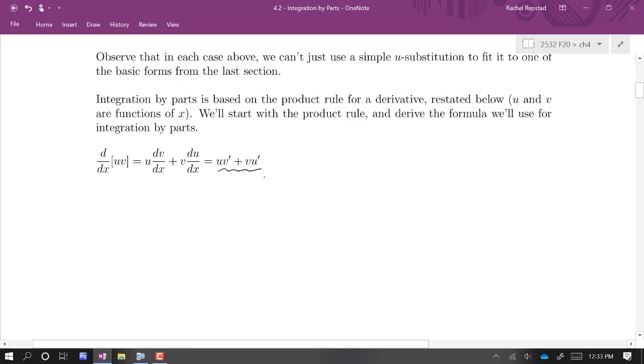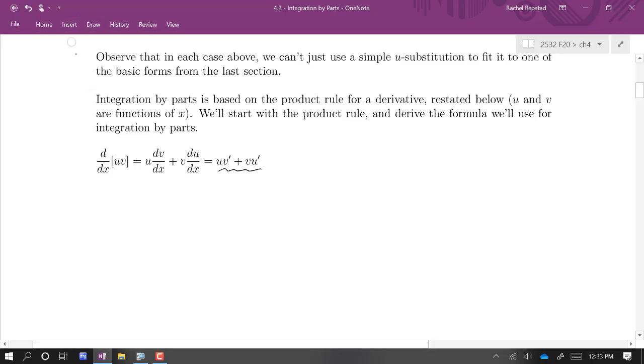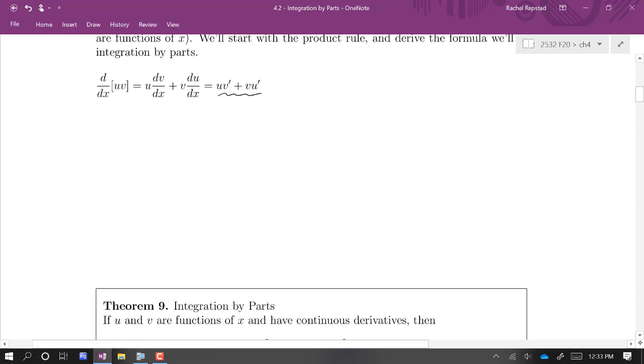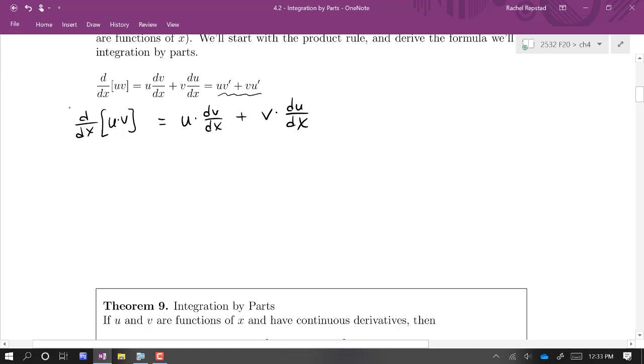So I'm going to begin this process just by rewriting this top line here, right? So here's the product rule. So we have this equation, and the next thing we'll do to this equation is integrate both sides with respect to x.